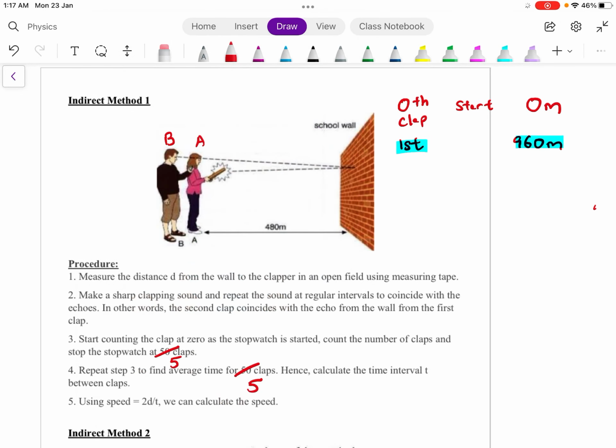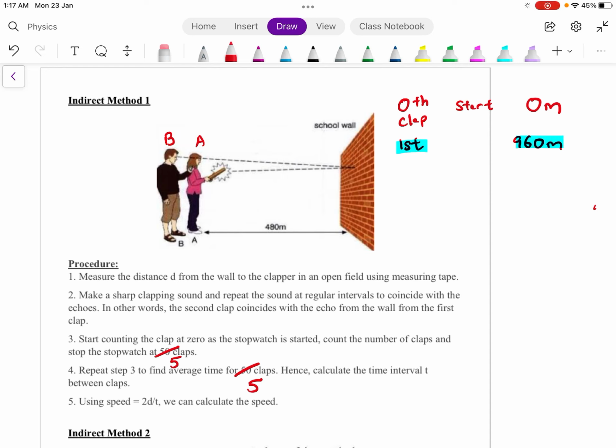Okay, so let's see how we use the indirect method to calculate the speed of sound. This involves two people. Person A will have a pair of clappers. Person B will be the person with the timer. First, we start from the 0th clap.